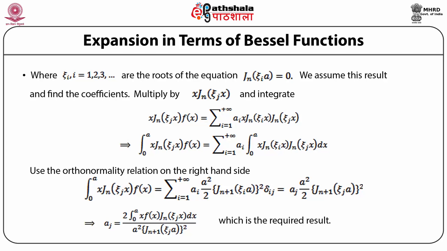Now we use the orthonormality relation on the right hand side so that the integral from 0 to a of x into Jn of ξj x into f of x is equal to summation over i going from 1 to infinity ai into a square by 2 into Jn plus 1 square of ξi a into delta ij. This is equal to aj into a square by 2 into Jn plus 1 square into ξj a. This implies aj is equal to 2 times the integral from 0 to a of x into f(x) into Jn of ξj x into dx divided by a square into Jn plus 1 square of ξj a, which is the required result.